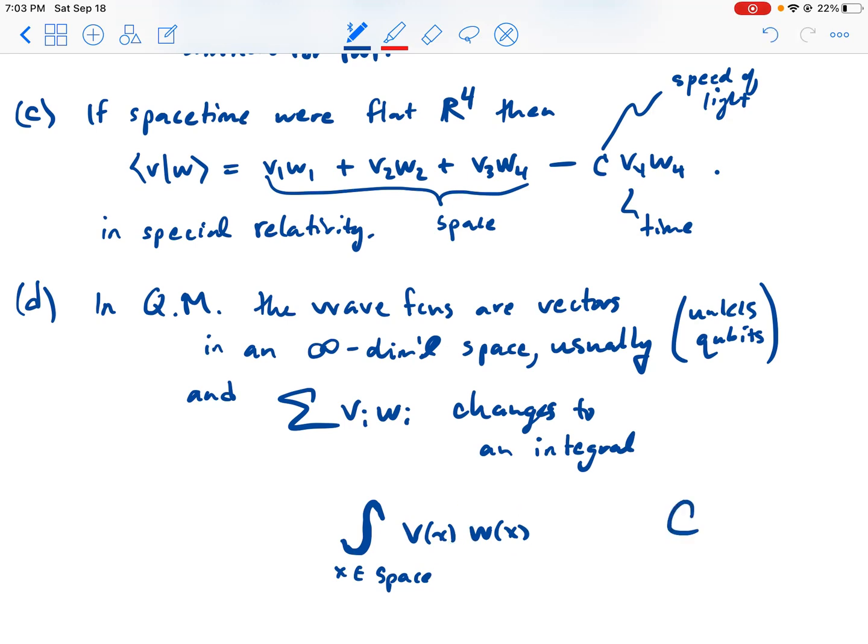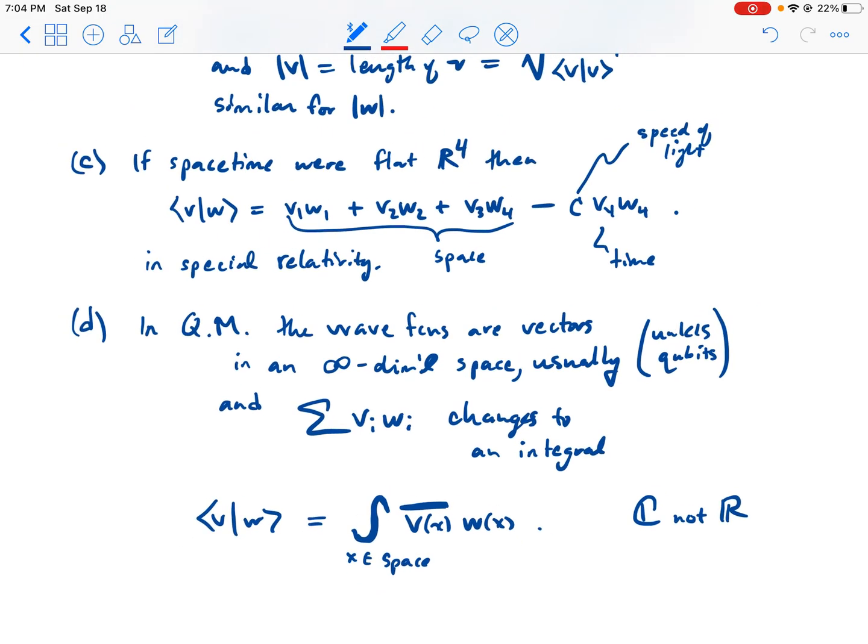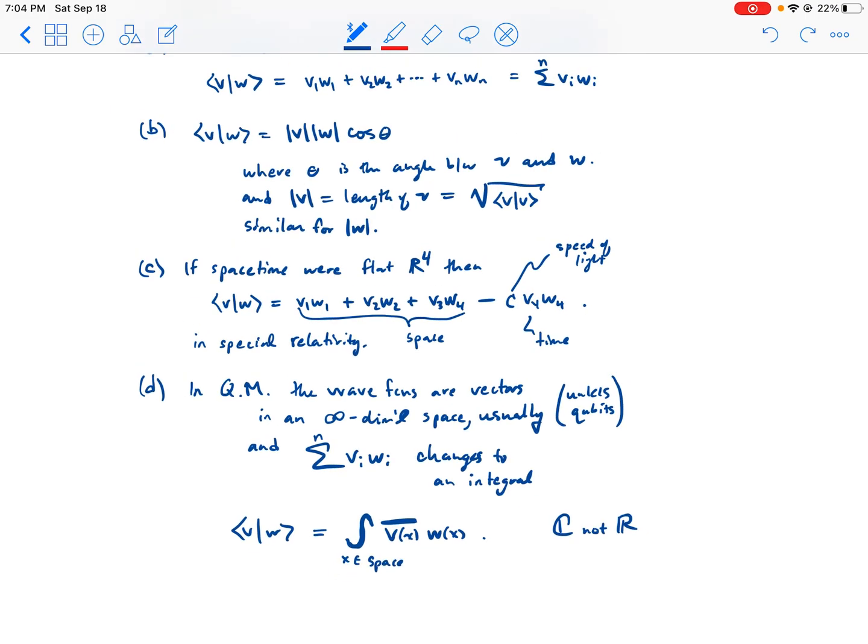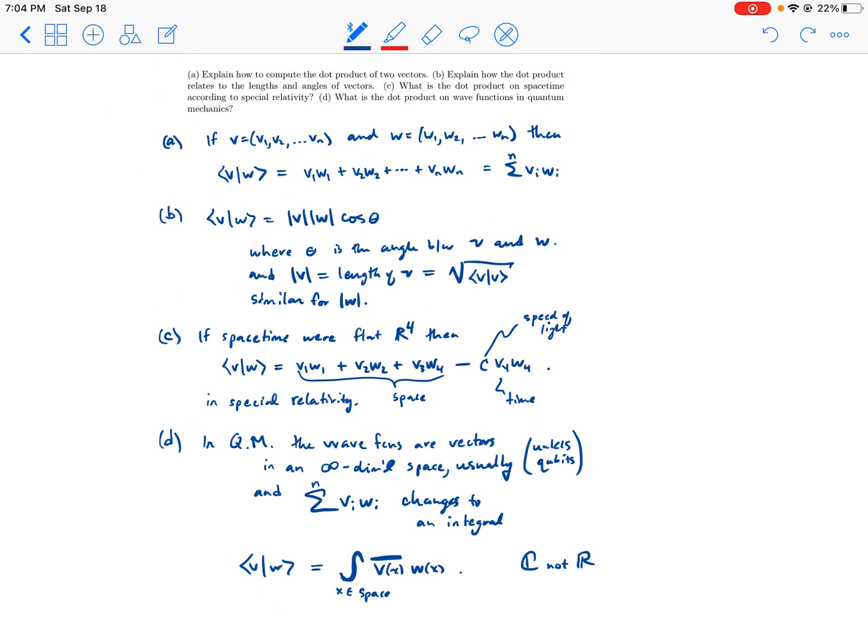There's one more thing. You have to use the complex numbers, not R. And so then you have to do a little flip. This is a complex conjugation. And this is the dot product of v and w. Okay, so really just, the finite sum becomes an infinite integral. And you see that it's not so much different, this dot product. And it's still very important in quantum mechanics and special relativity and really everywhere.